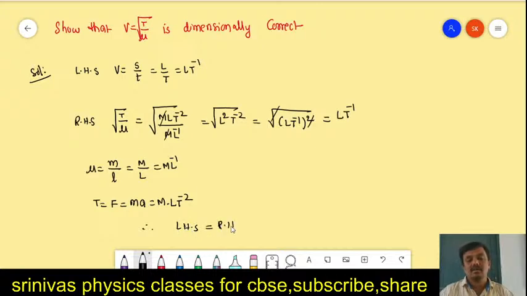Right. That means V is equal to under root T by nu is dimensionally correct. Okay, students, any query? Is it clear or not? Is it clear? Not responding.